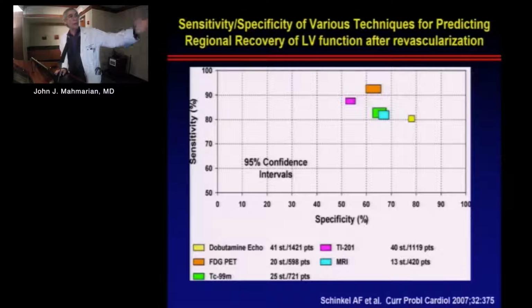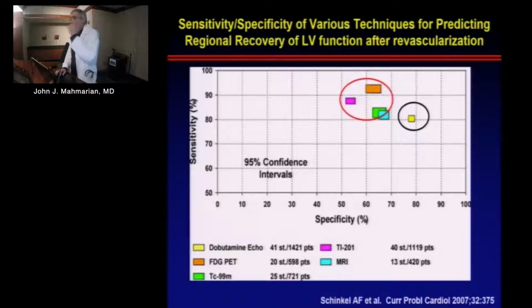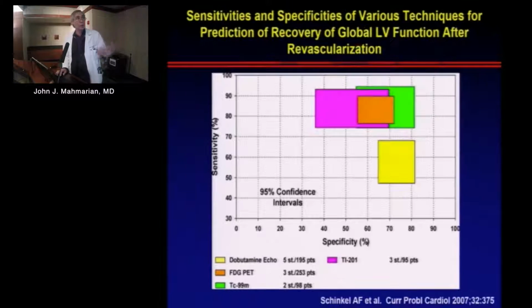Now, if we look at all the different techniques that we have, dobutamine echo, FDG PET, technetium, etc., you can see that all of them lie about the same in terms of sensitivity. You'll notice that actually echo is more specific, and that's been shown in every single trial. Echocardiography is much more specific: if you see enhancement in recruitment and you see a biphasic response, that patient is more than likely going to be viable, okay? So all techniques have pluses and minuses, and they all have roughly around the same sensitivity and specificity, barring echo, which is a little bit less sensitive but more specific.